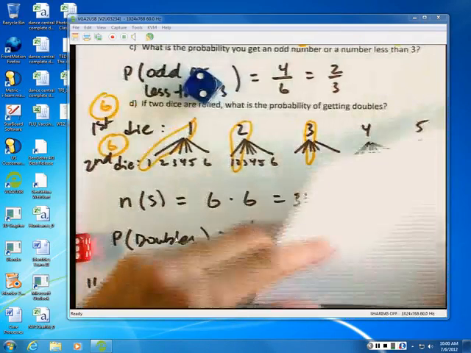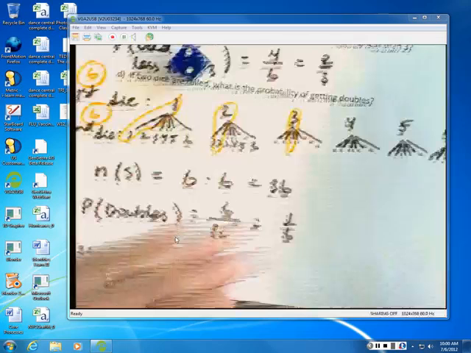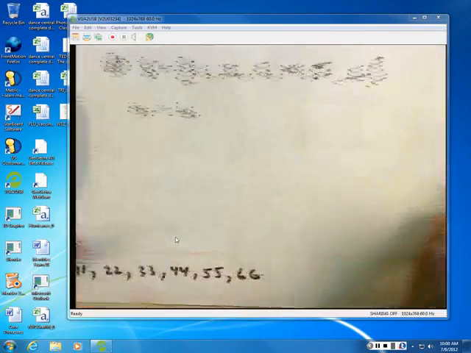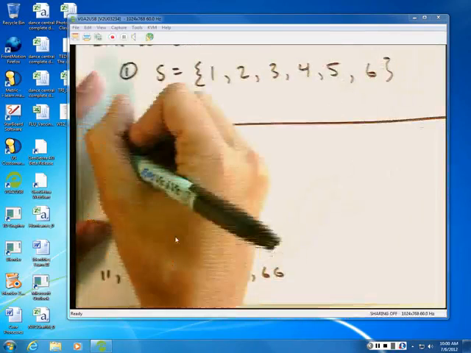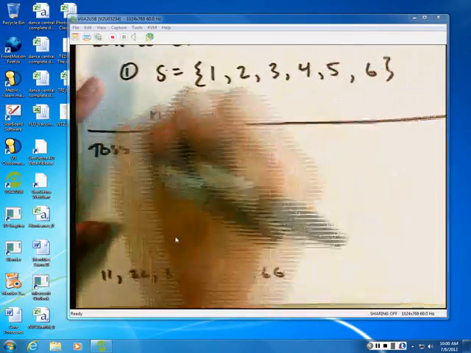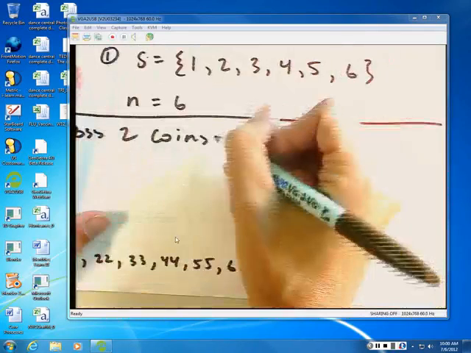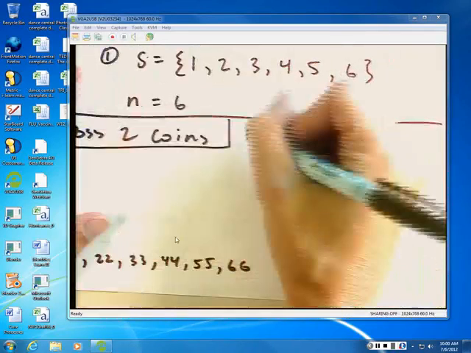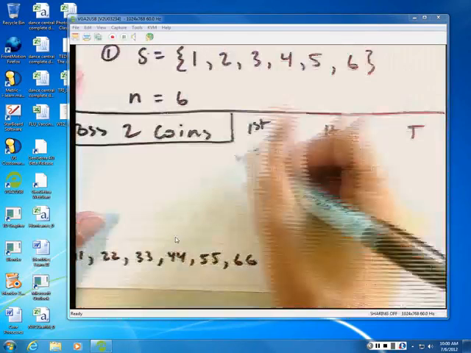So let's do the coin. Let's say that we toss 2 coins. For the first coin, I could get heads or tails. So much easier than the die.